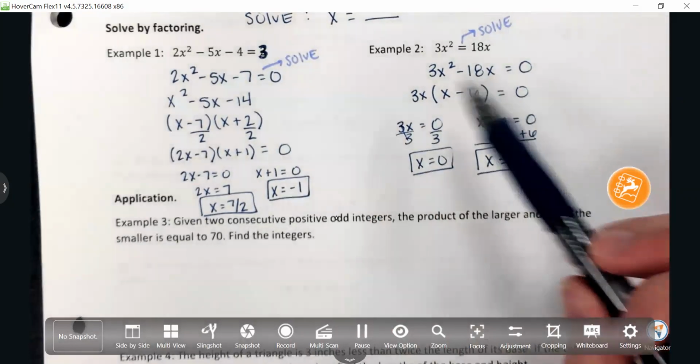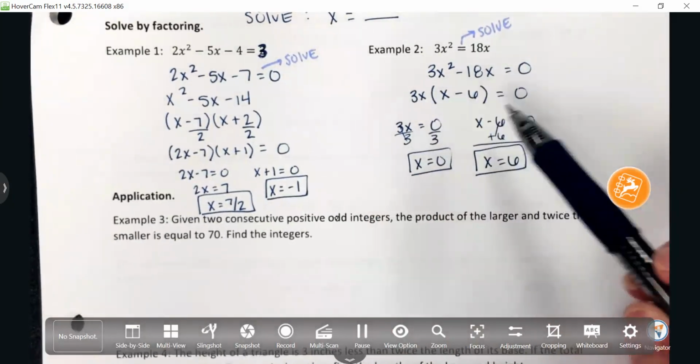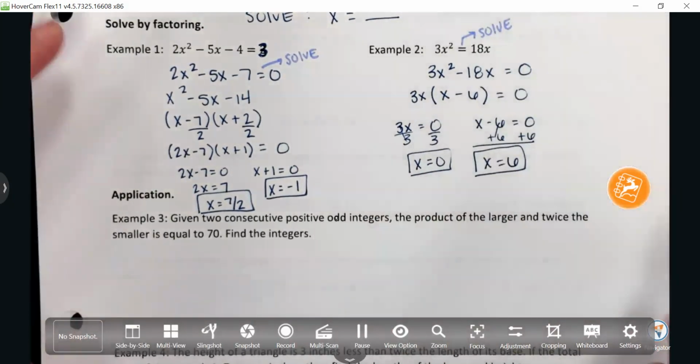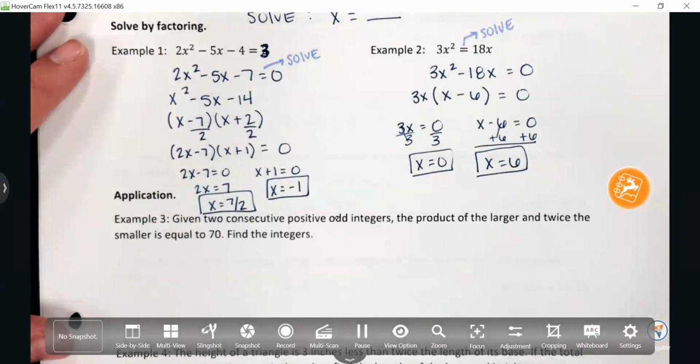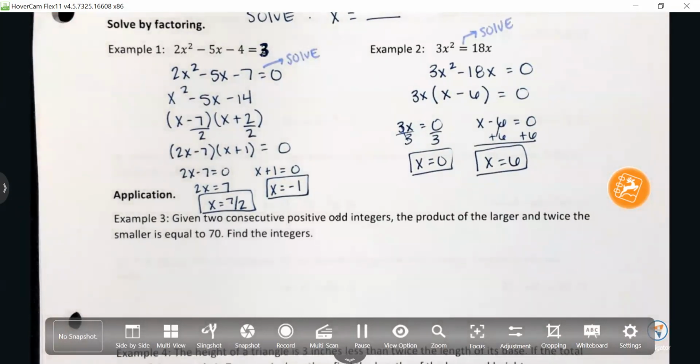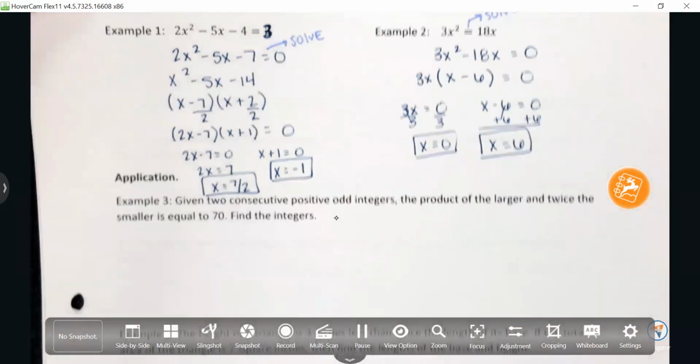So if I were to graph this equation, it would cross my x-axis at 0 and 6. Do we understand the difference between factoring and solving? We are factoring, we're just taking it one step further to solve. Okay, questions? All right, then let's go do the word problems.